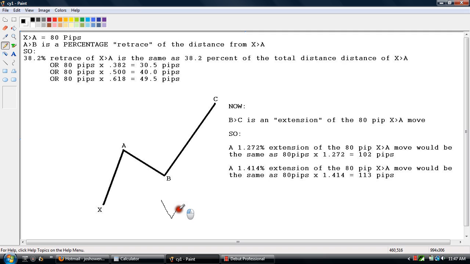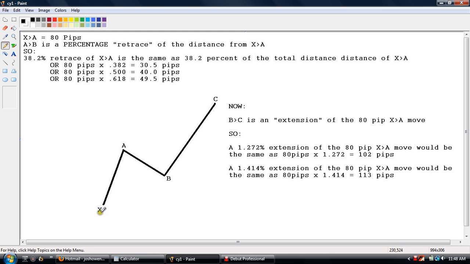X, A, B to C. I know that's kind of a crude rendering there, but you can see here X to A to B to C is just opposite as X to A to B to C. So hopefully you can identify this as a bullish setup, X to A being the impulse leg, A to B being the retrace, and B to C is the extension or expansion.